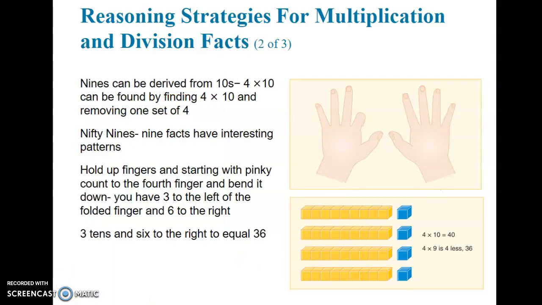9 facts have interesting patterns that can help you find the products. The tens digit of the product is 1 less than the non-9 factor.